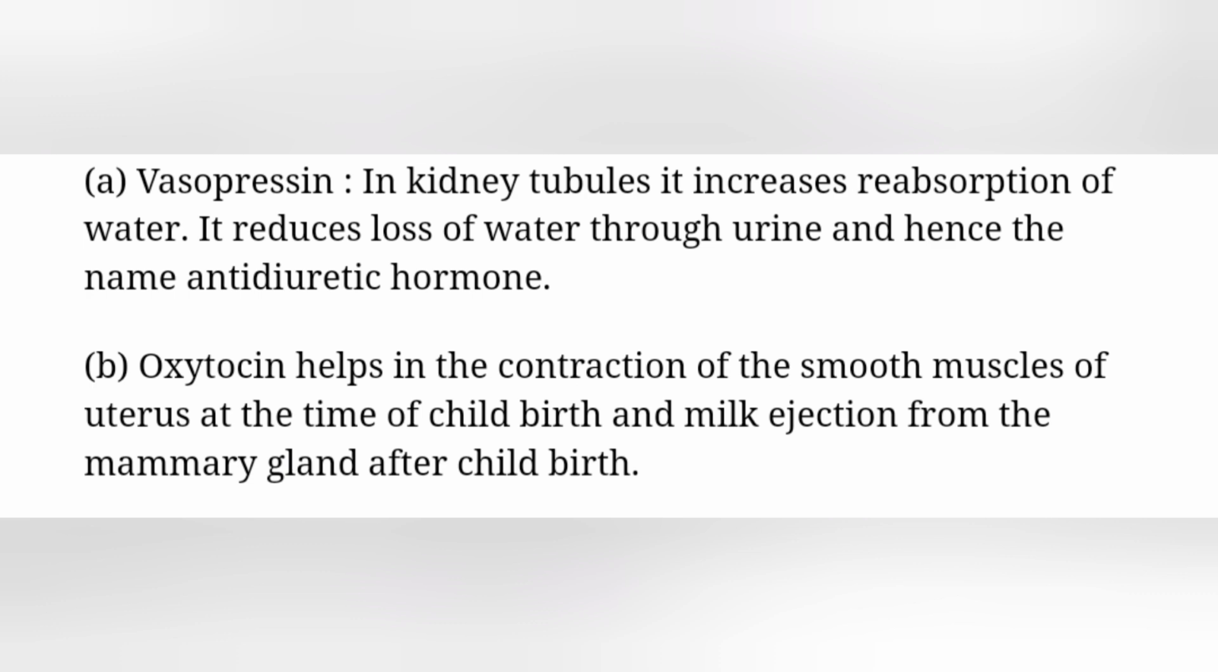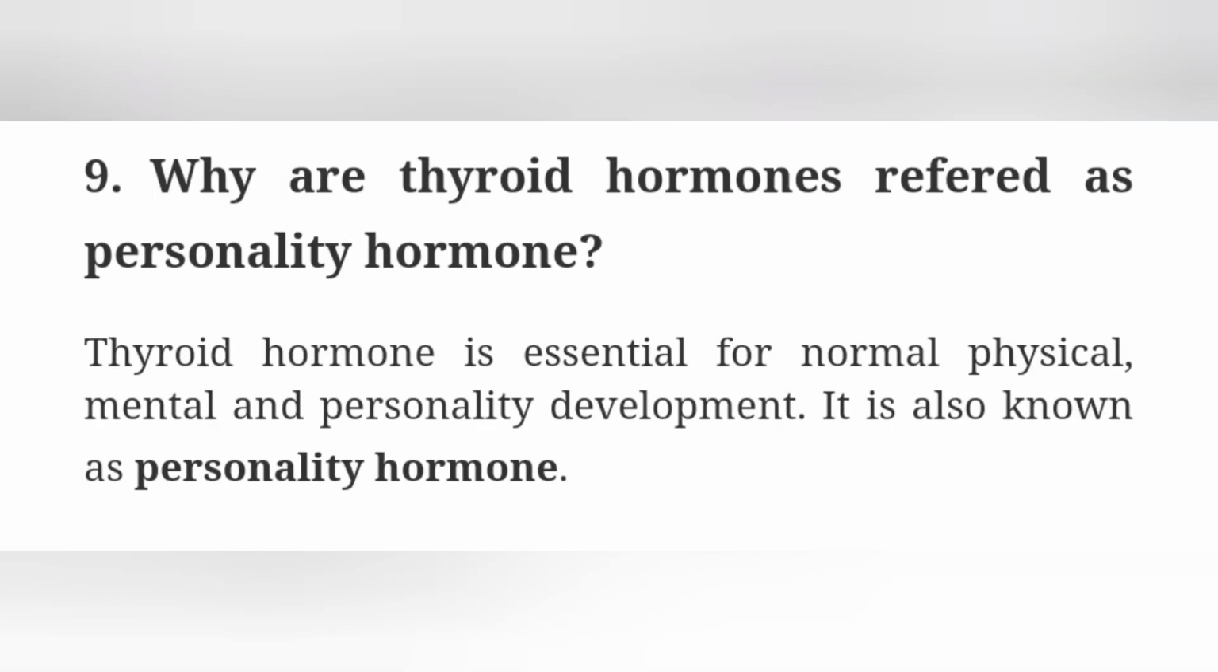antidiuretic hormone. Then option B, oxytocin helps in the contraction of the smooth muscles of the uterus at the time of childbirth and milk ejection from the mammary gland after childbirth. Ninth question, why are thyroid hormones referred to as personality hormone? Answer, thyroid hormone is essential for normal physical, mental and personality development. It is also known as personality hormone.